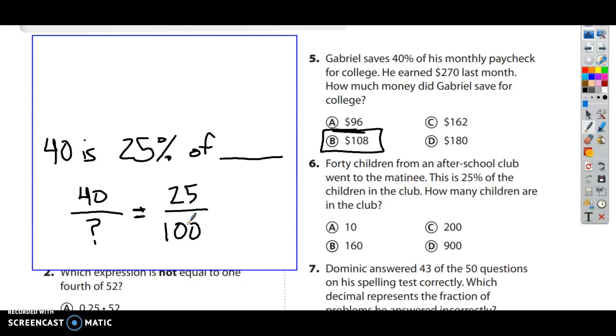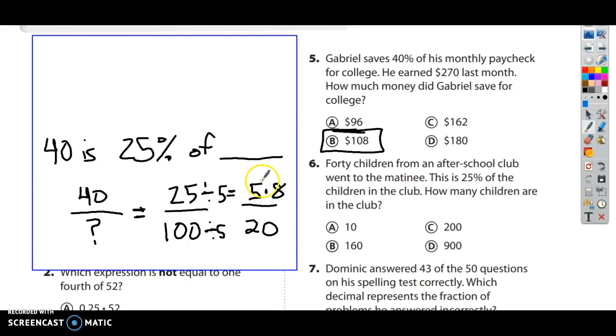Now, what do we do? Well, 25 doesn't evenly go into 40, so I'm going to simplify by 5. And I'm going to get 5 20ths. And then I'm going to recognize that to get from 5 to 40, I would multiply by 8.